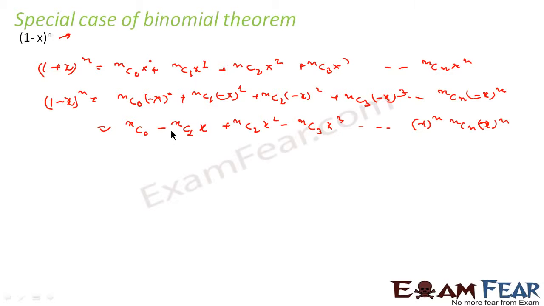Here you have alternate plus and minus, and this is a special case. You need not remember this again, but it's good to know. If you know this, you can solve the question in a faster way.